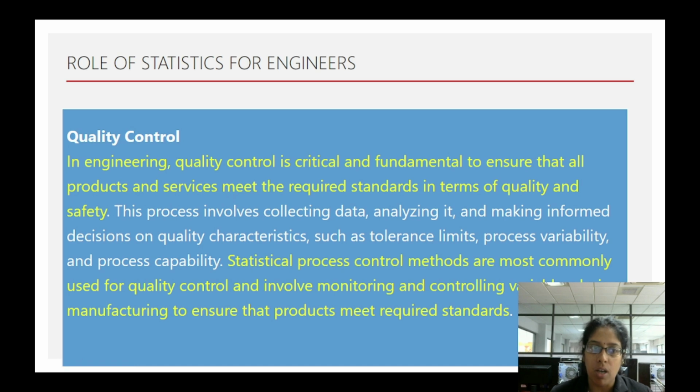The second one is quality control. We very well know that in the field of engineering, quality control is fundamental to ensure that whatever products or services are given by engineers meet certain standards, both in terms of quality and in safety. One of the statistical techniques, the statistical process control method, is commonly used for quality control, which basically involves controlling the variables during the manufacturing itself to ensure that the products made meet the required standards.